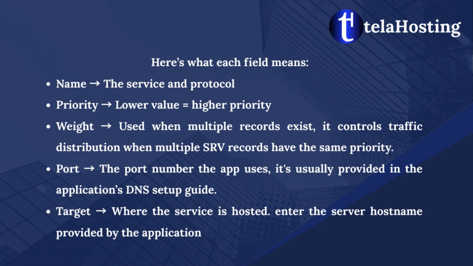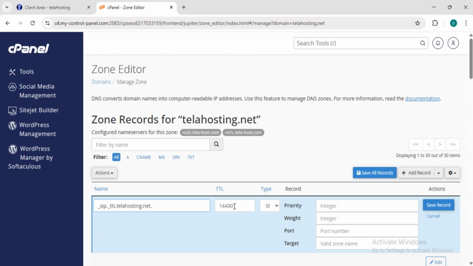Port is the port number the app uses. It's usually provided in the application's DNS setup guide. Target, this is where the service is hosted. Enter the server host name provided by the application. Now let's take a look at real examples for Microsoft Teams, Zoom, and Discord.